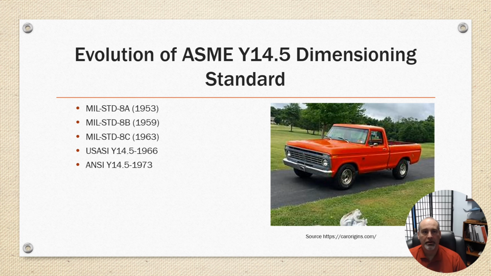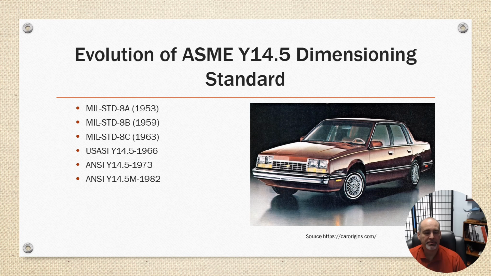And then we move on to the next standards. We've got ANSI Y14.5M in 1982. I'm not sure what happened. That was the most sold car, but it's the Chevrolet Celebrity. I couldn't find a red one, and I couldn't find an image of a restored one, so I'm not so sure that car is still as popular as it was back in 1982.